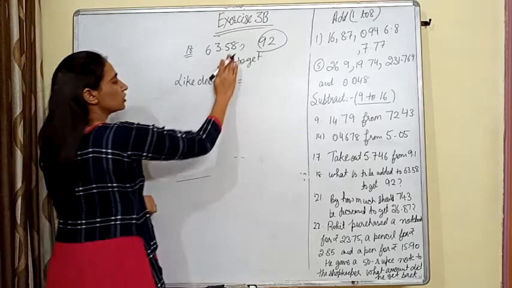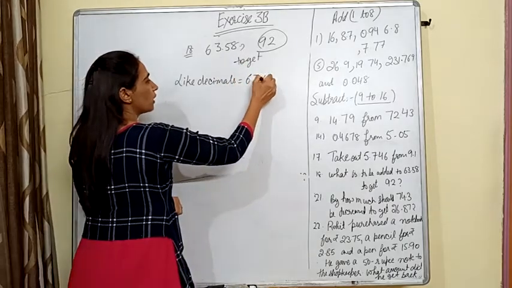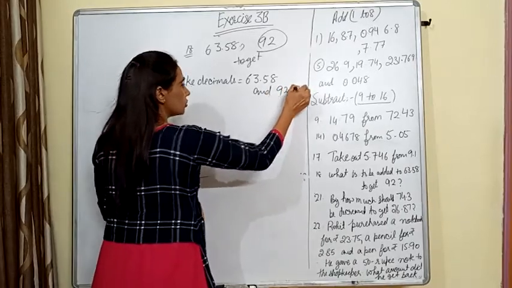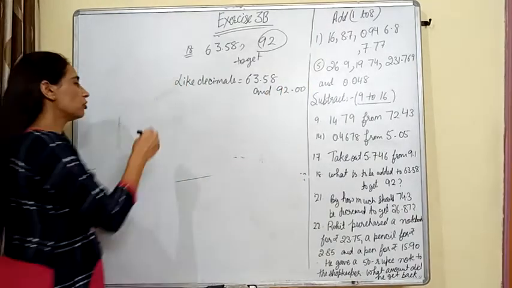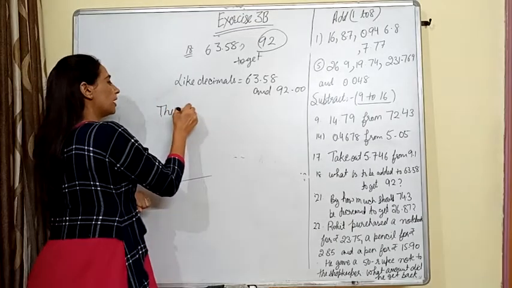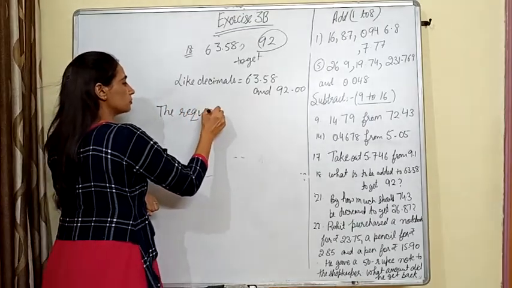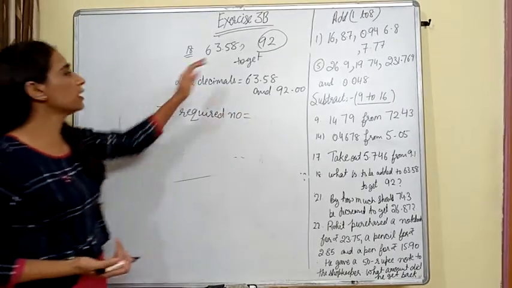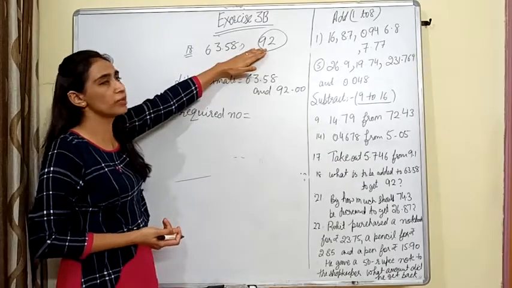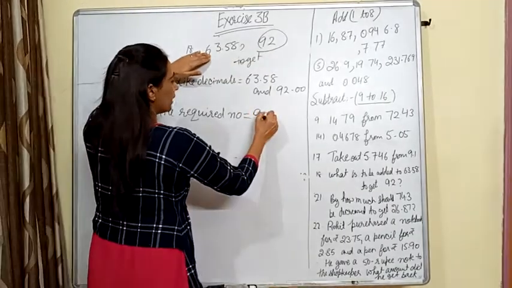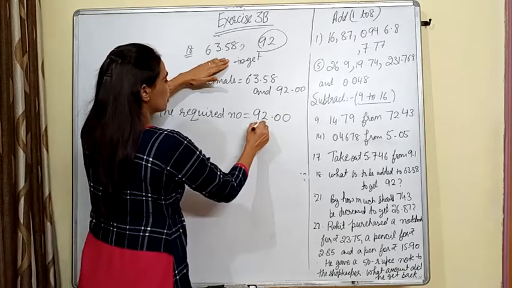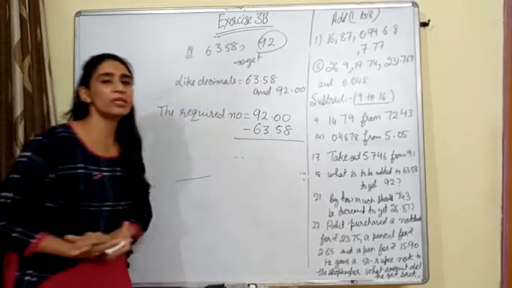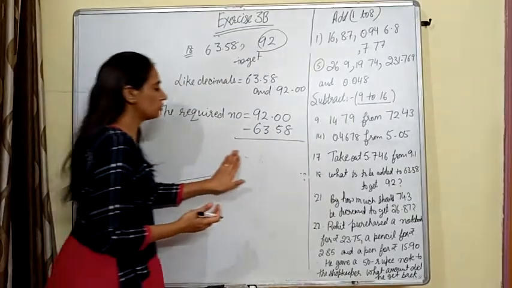There are 2 digits after the decimal point, so 63.58 and the other number 92.00. Okay, so what will be our required number? The required number is equal to what we should add to this to get 92. So from 92.00 we will subtract 63.58. Whatever you get here will be your answer.